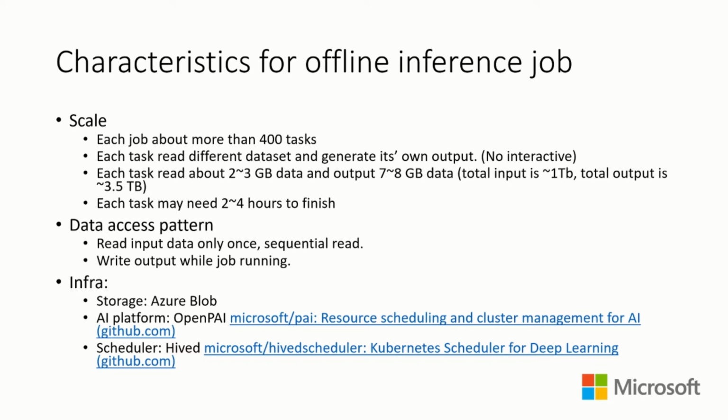It only reads the input data once and outputs the result to the Azure blob. The input data is a large file, and it reads the input data sequentially. It's not like a training job, which reads the input data again and again for each epoch. Another data access pattern is that we have a huge model, and every task in the job only reads one model, so the model part is shared between all the tasks.